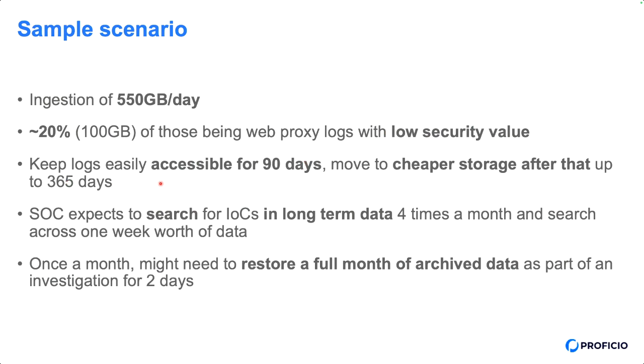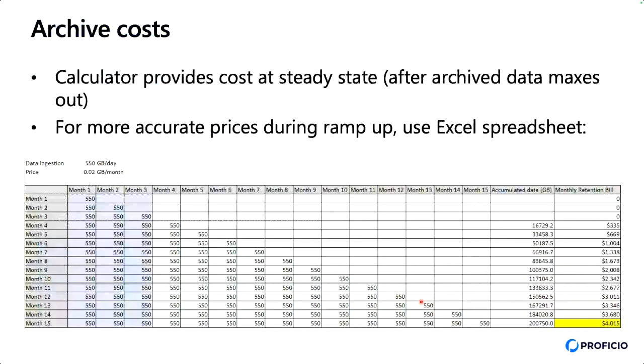Also, we would like to keep logs easily accessible for 90 days, and move to cheaper storage after that, up to 365 days, which is more affordable, and some search. SOC experts would like to search for IOCs in long-term data on average 4 times a month, and search across 1 week worth of data. And also on average once a month, we might need to restore a full month's worth of archived data as part of an investigation for up to 2 days.